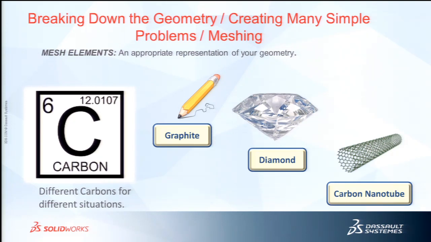So let's take carbon, for instance. When I propose to my girlfriend, if I gave her a hunk of graphite, she's going to be really mad at me, even though it's the same carbon atoms. She wants the diamond. Okay, fine. That's the appropriate hunk of carbon to give to her.